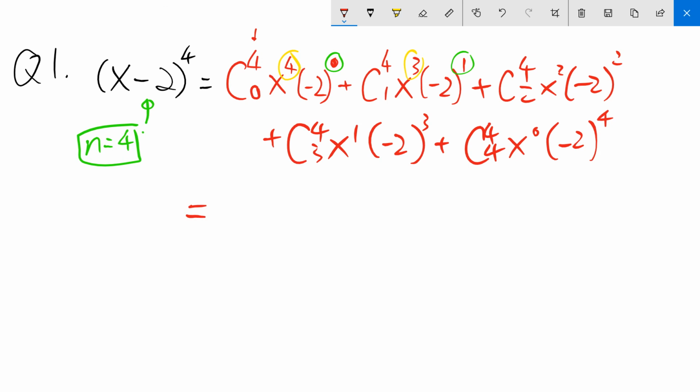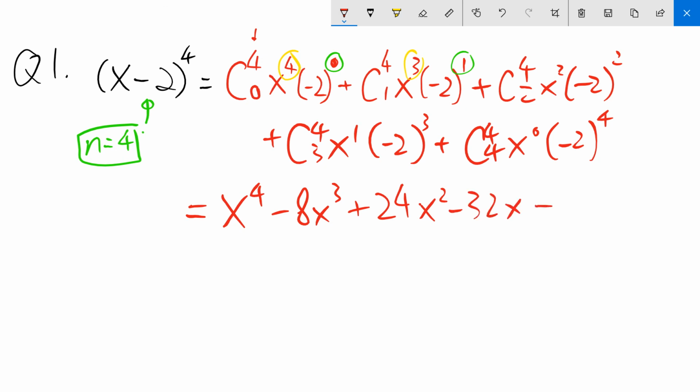And simple calculation: x to the power 4, 4C0 is 1, so 1 times x to the power 4. 4 times minus 2 is minus 8, and 4C2 is 6, times 4 is 24, and 4 times minus 8 is minus 32, and minus 16. That's it.